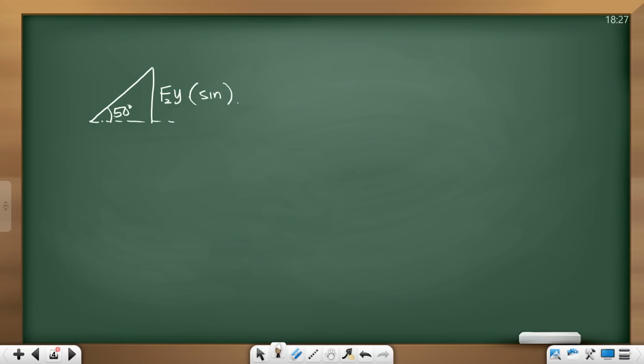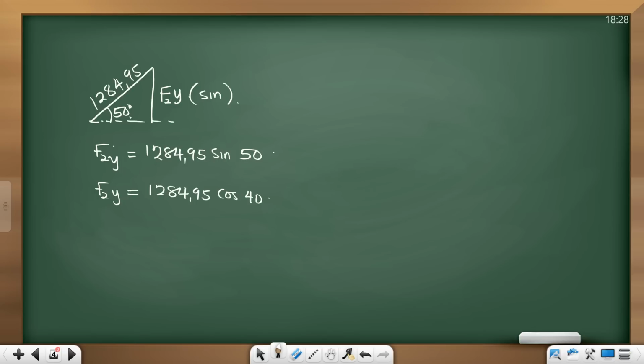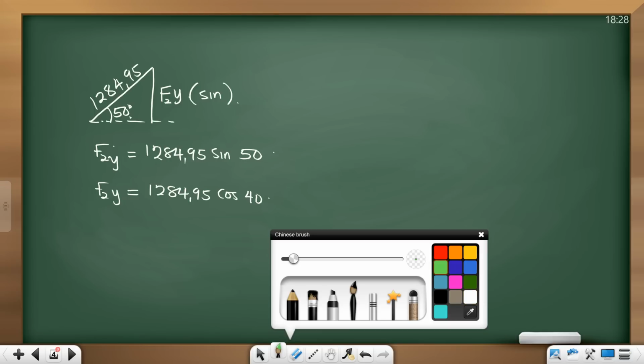Give me the value on this force again. 1,284.95. All right, check. We're going to do trig now. What is F2y going to be? We said you're going to use sine, right? So it's going to be 1284.95 sine, which angle now that I'm using? 50. What was the answer we got for F2y? Don't give me the answer, just give me the expression we wrote. 1284.95 cos 40.